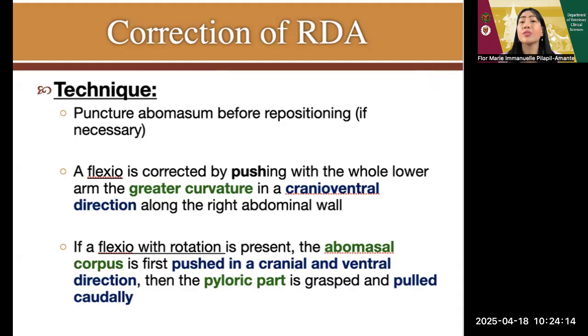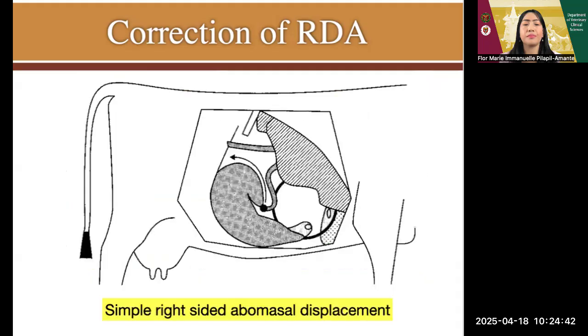If a flexio is present, it will be corrected by pushing with the whole lower arm the greater curvature in a cranioventral direction along the right abdominal wall. If a flexio with rotation is present, the abomasal corpus is pushed first in a cranial and ventral direction, then the pyloric part is grasped and pulled caudally, meaning it will be stretched out along the right abdominal wall.